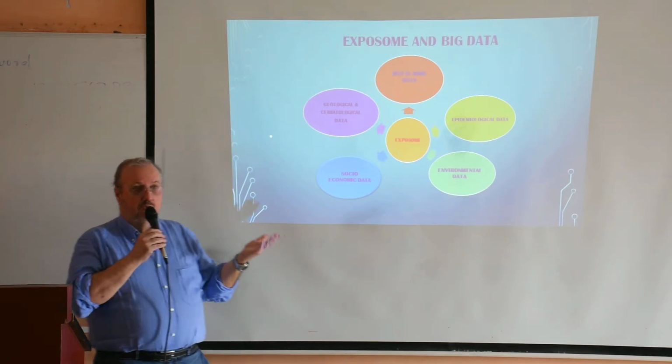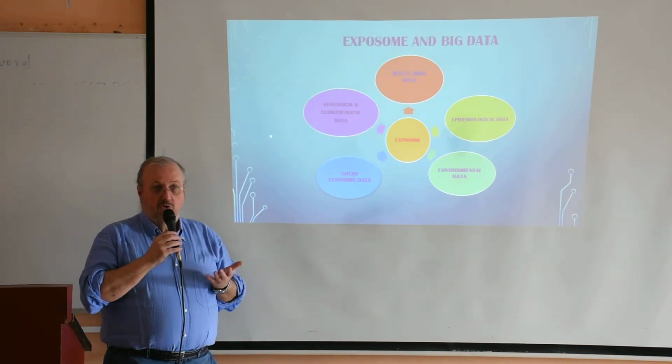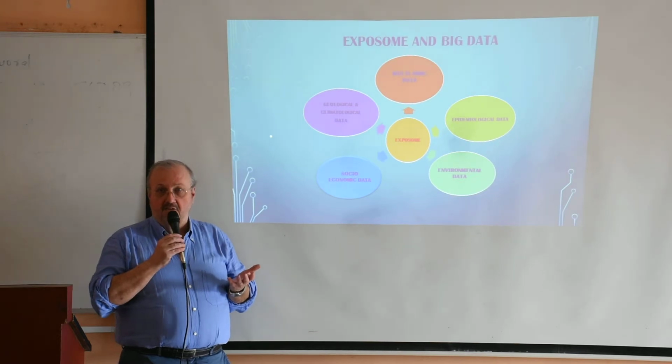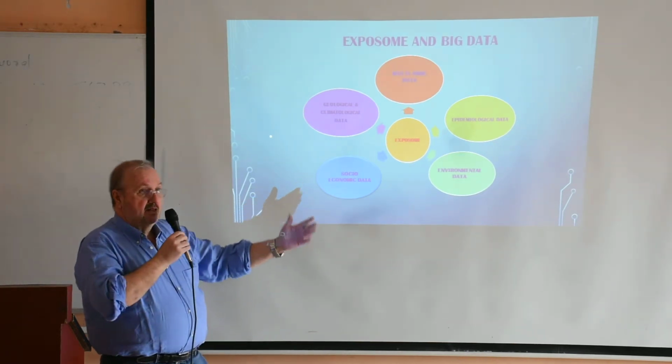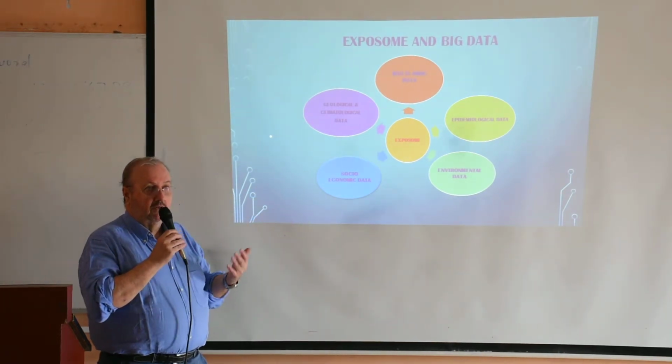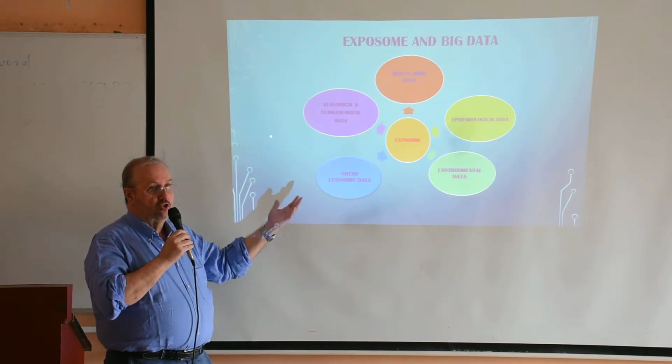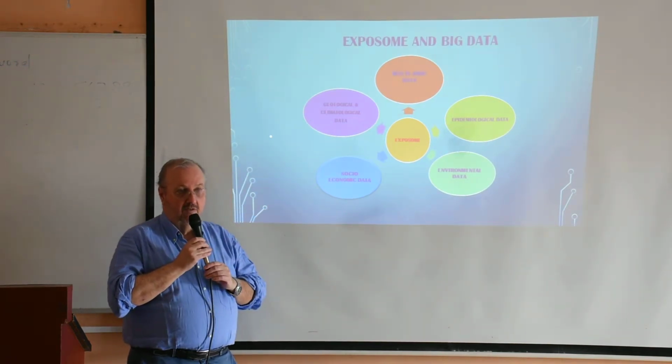Now, as you see, any of these boxes contain a lot of things. Multi-omics is easier to understand. We have almost 10, 15 different fields. Environmental data, more or less, and so on. These indicate the large complexity of the problem to face.